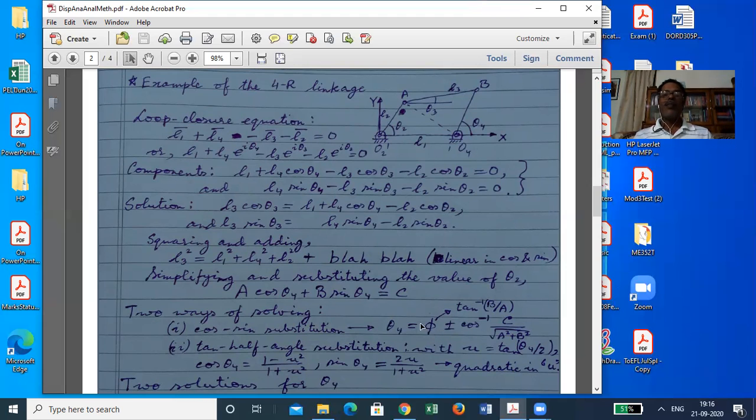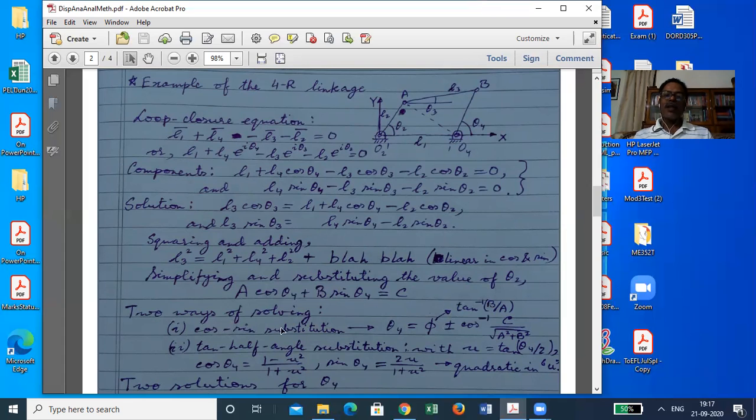And what is phi? You say something into cos phi was this, that same something into sin phi was this. So if you divide, something something goes out, then you get sin phi by cos phi is b by a. So that is this. Okay. So that is how you get this phi. This is one way of solving.